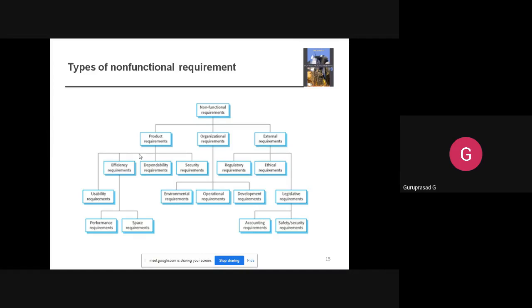What about organizational requirement? They are broad system requirements generally derived from the policies and procedures in the customer's and developer's organization. Generally in an organization, we have a set of standards and policies to be followed, correct? So what are those policies, and what are the corresponding requirements which will be derived from the policies? This comes under the organizational requirement.